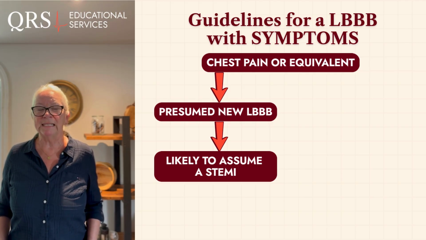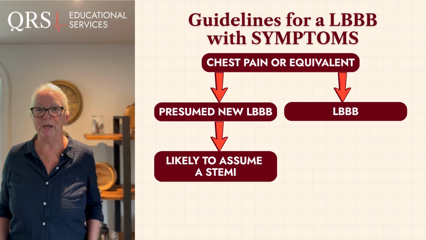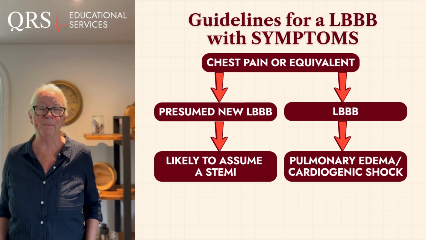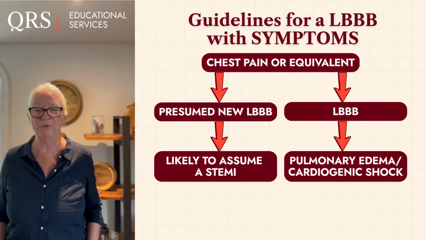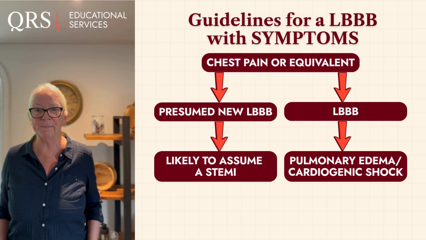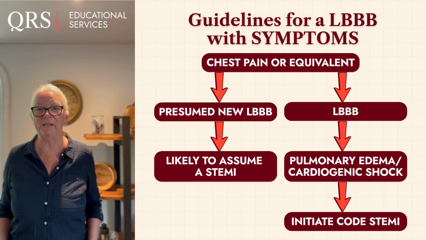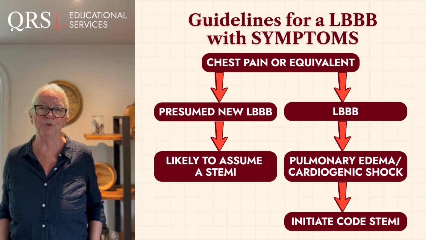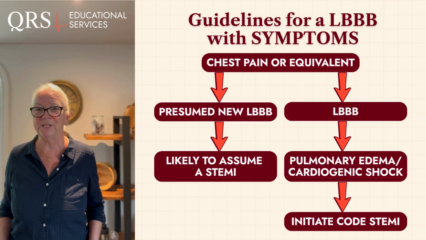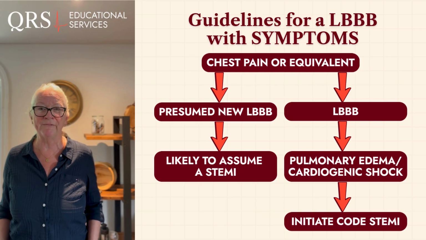If this patient is having a left bundle branch block and they're having symptoms and they are poorly perfused, such as in pulmonary edema or cardiogenic shock, then we absolutely need to activate code STEMI. We need to treat this patient knowing the reason they are in this situation is because they are having a massive anterior lateral infarct in all likelihood.